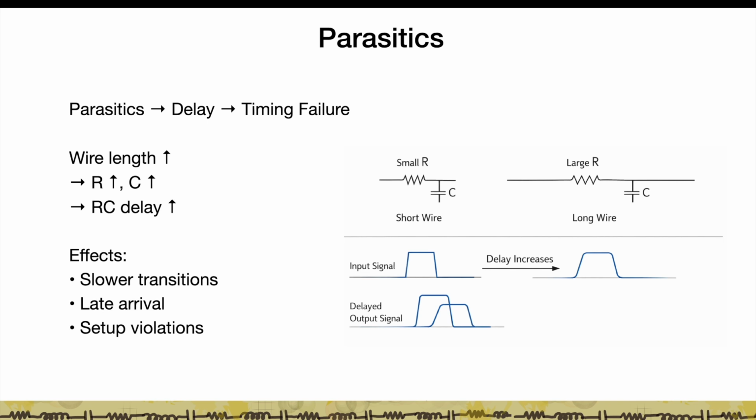As wires get longer, resistance increases, capacitance increases as well. Together, they form RC delay. In modern chips, interconnect delay can dominate gate delay. So, a path that was fine in simulation can fail timing after layout. Signals arrive late. Setup constraints break.